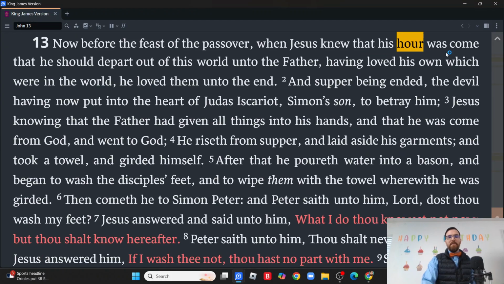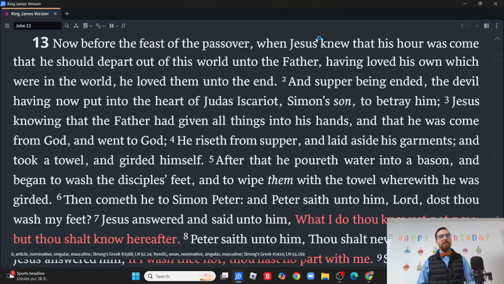So when it says that his hour was come, throughout the book of John he's been prepping us for the hour that is to come. It wasn't his time to die, so men could not lay hands on him to arrest him and bring him before Pilate. It wasn't time yet. Now it's time. That's on his mind, right?